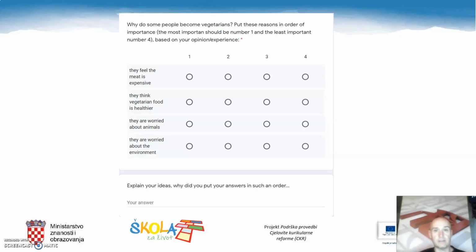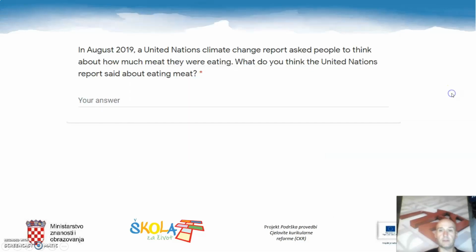So the one you think is the most important reason, put number 1, and the one you think is the least important reason, put number 4. If you want, you can explain your ideas. Why did you put your answers in such an order? And the last question that we have on this survey, in August 2019, a United Nations climate change report asked people to think about how much meat they were eating. So what do you think the United Nations report said about eating meat? Please, you can type in your answer here.